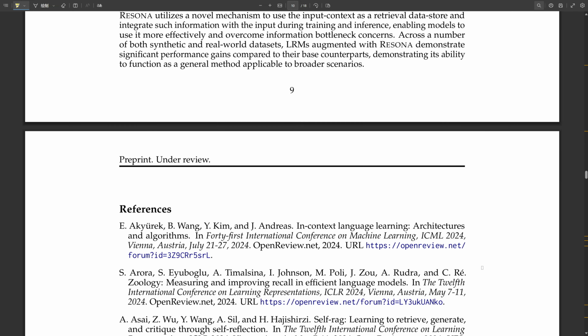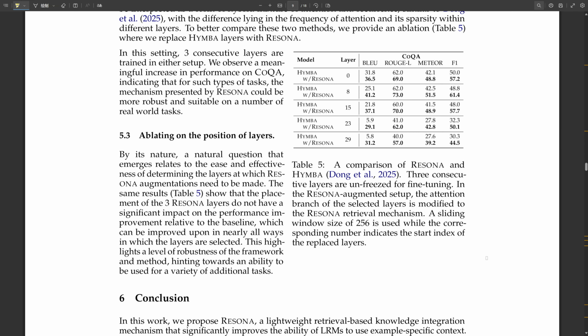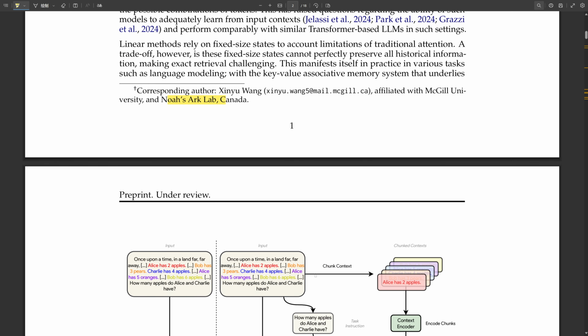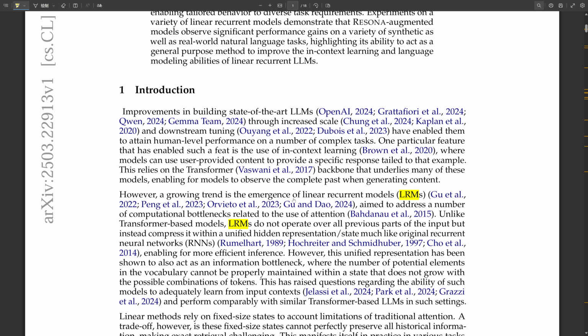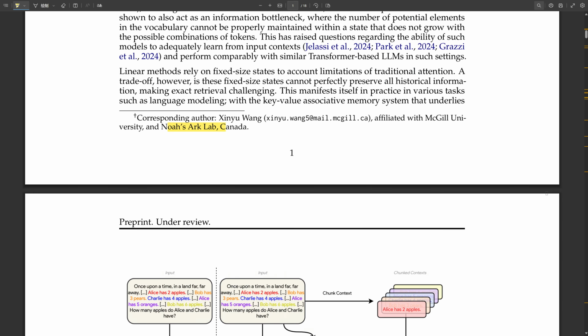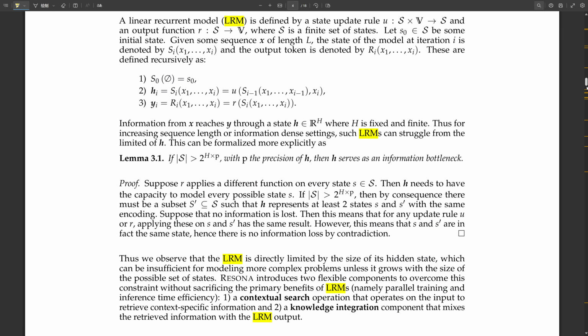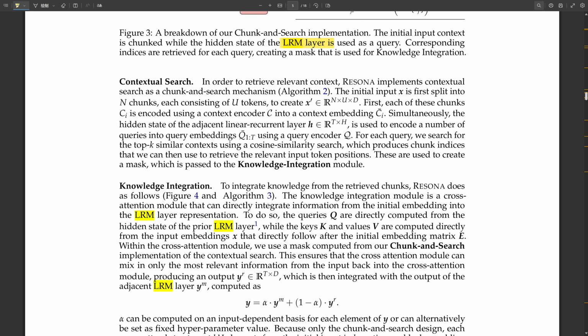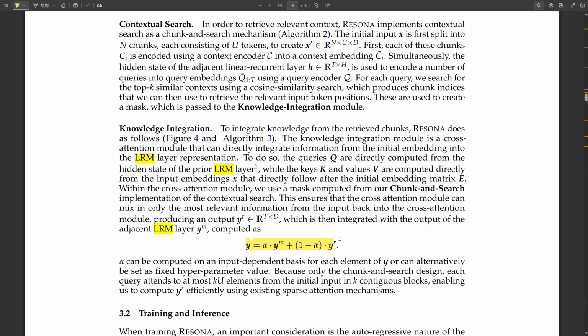What happens next? So you have the output from the knowledge integration module, which they call MathBF, and you have the original output from the LRM layer, which is MathBF. And they combine these two outputs using a weighted sum, which is a fancy way of saying they take a bit of each and add them together. The formula looks like this: MathBF plus 1. So it's blending the original output with the new contextually enriched output.